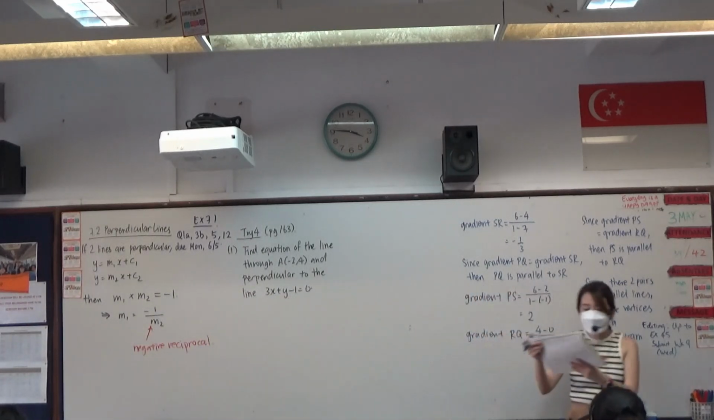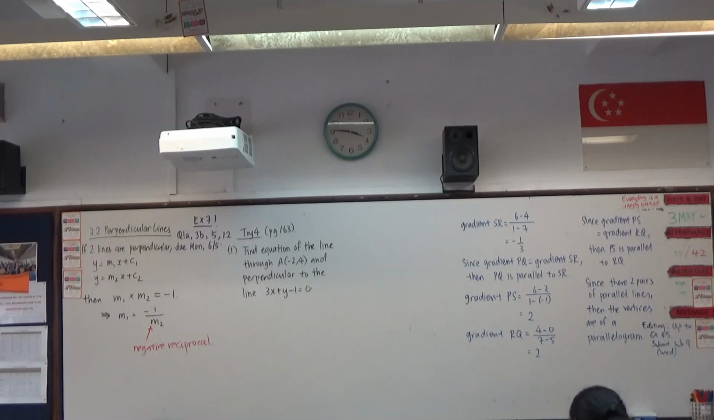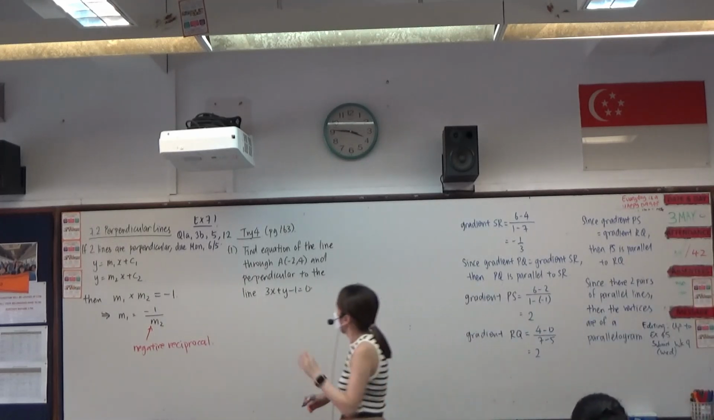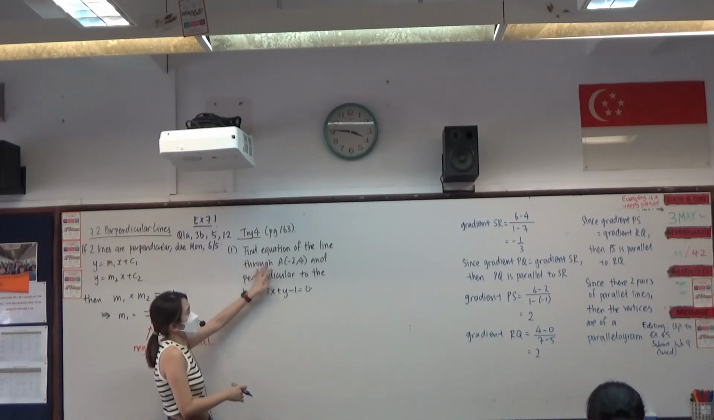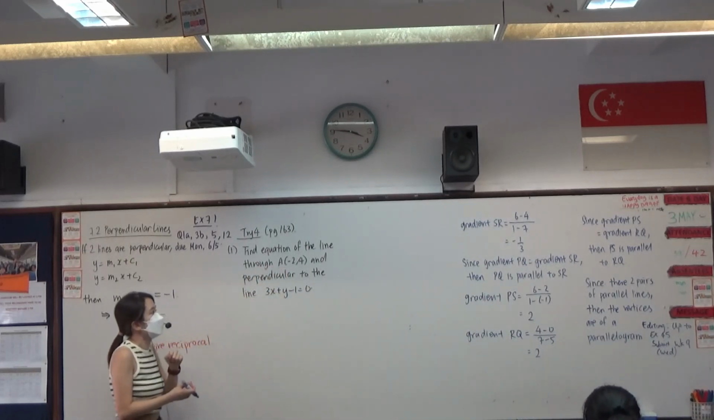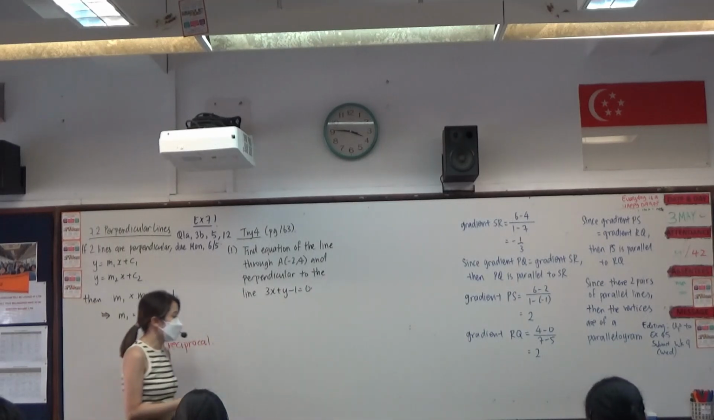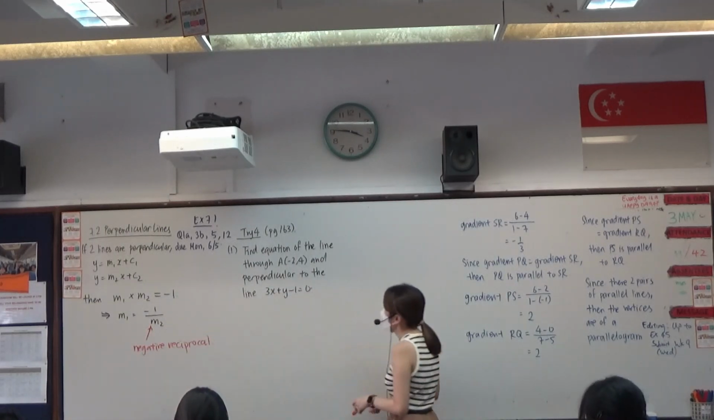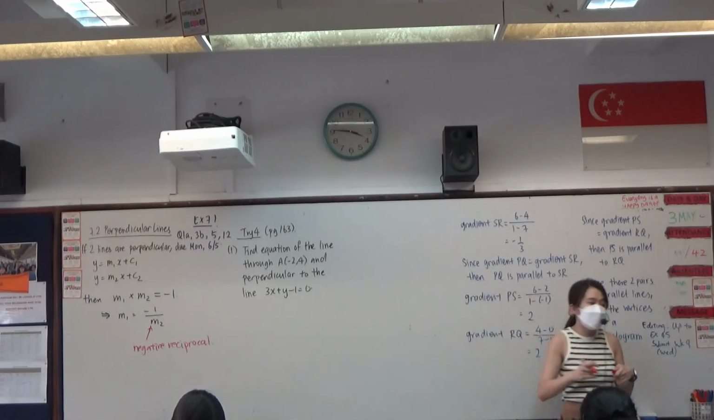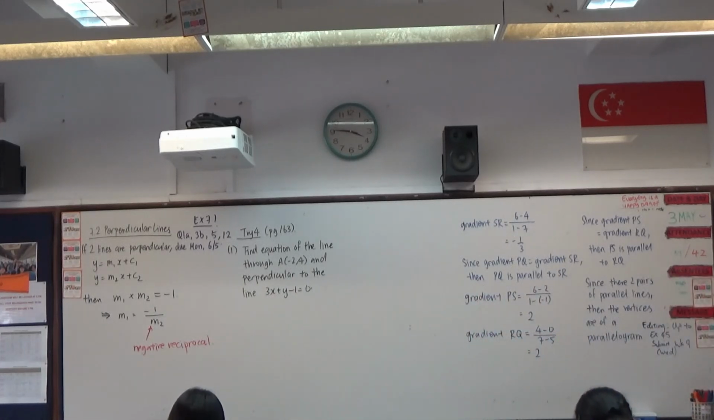Okay, so look at try 4, page 163. We want to find the equation of the line that passes through A, negative 2, 4, and is also perpendicular to this line. If you went through the SLS lesson, I really advocate drawing diagrams to help you interpret the question.